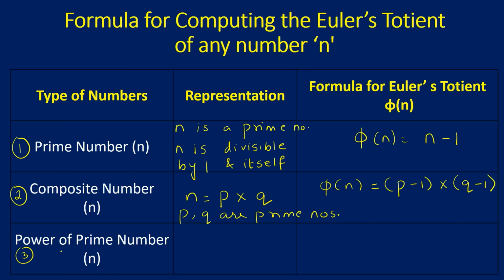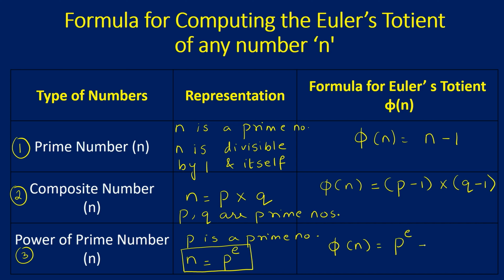Now, the third category of number is power of a prime number. That is, if p is a prime number, then the number n can be represented as a power of the prime number. That is, p raised to the power of e. So, if n is represented as p raised to the power of e, in that case, the formula of Euler Totient is p raised to the power of e minus p raised to the power of e minus 1.